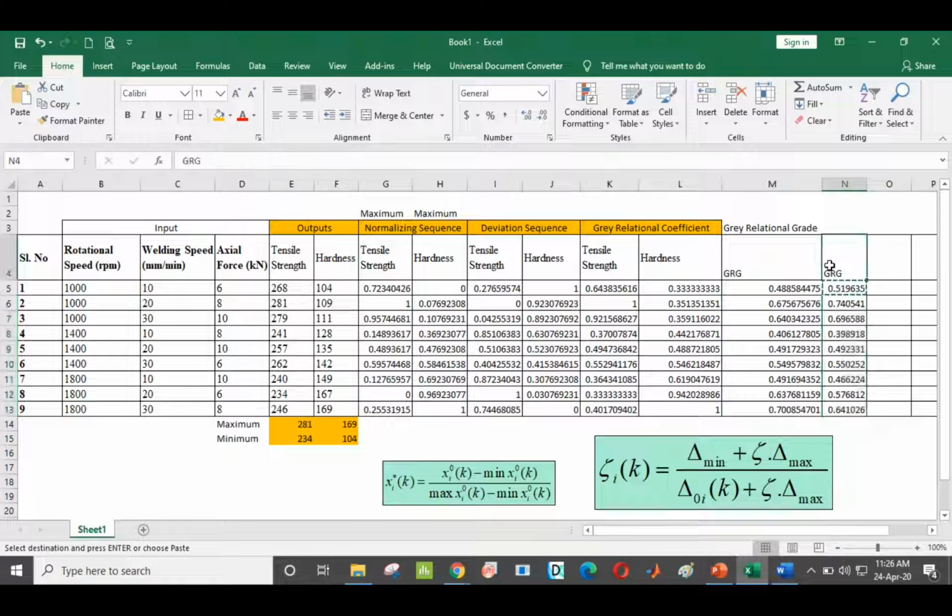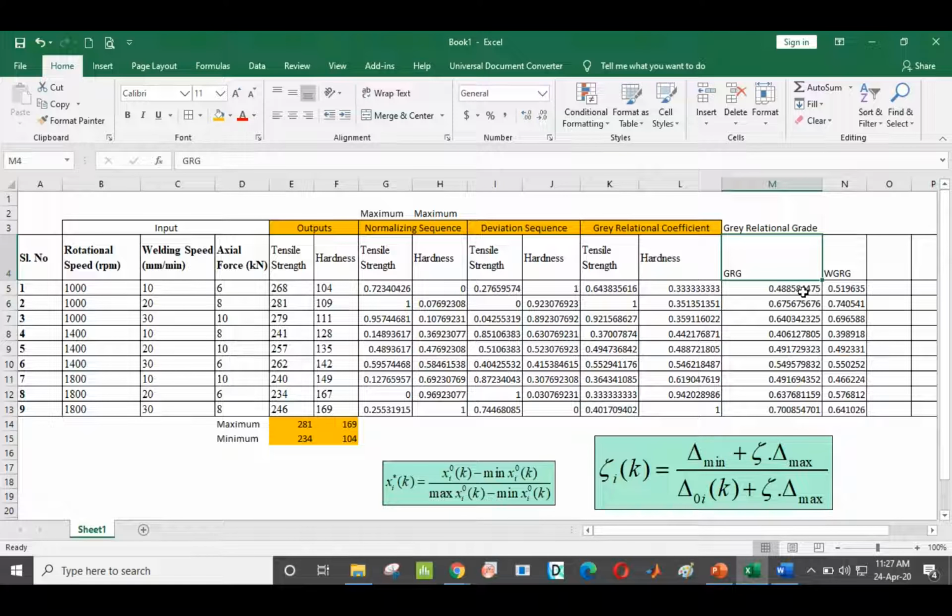Now this is weighted. So give the name as WGRG, weighted gray relational grade. And this is the general gray relational grade. And up to this, the gray relational analysis is over.